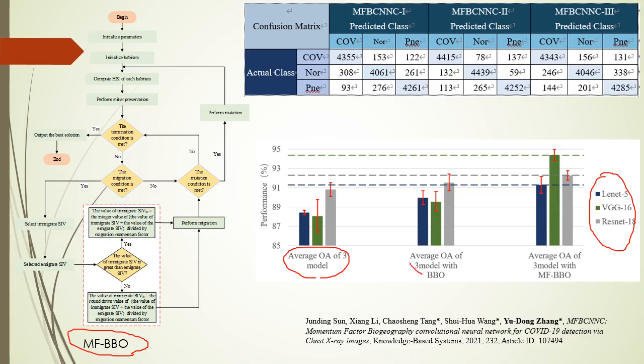Then we tested the average overall accuracy of the 3 models with the ordinary BBO, and the average overall accuracy of the 3 models with the proposed MF-BBO. And finally, we can see the detailed confusion matrix using the MF-BBO. Here we show the results on LeNet5, VGG16, and ResNet18. We tested on 3 classes: the COVID-19 class, the normal class, and the pneumonia class. This paper was published in Knowledge-Based Systems in 2021.